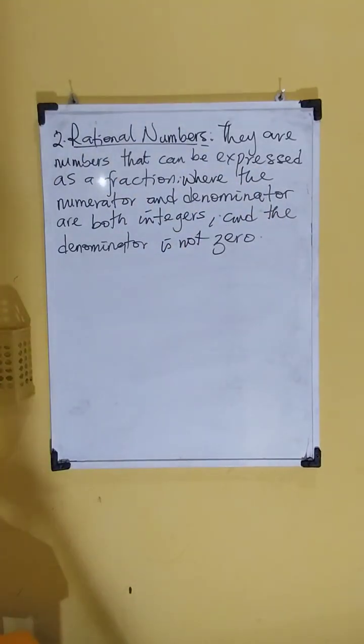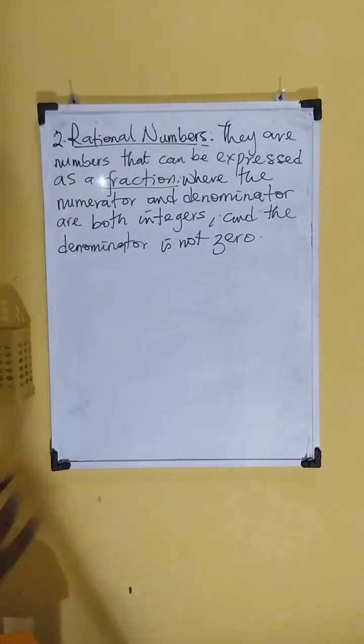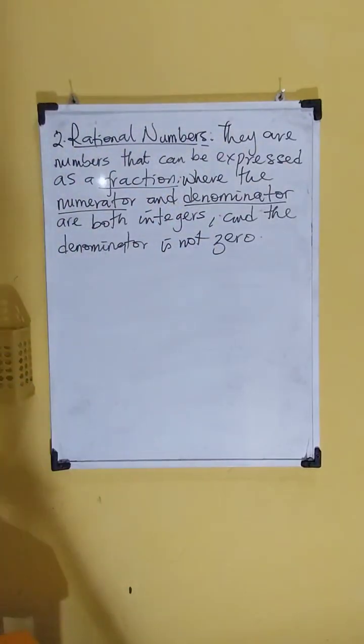The denominator is not 0. So rational numbers, take note of these things. These are the things I want you to take note of. A rational number is expressed as a fraction, so that means it is a fraction. But where it is a fraction, it has a numerator and a denominator.